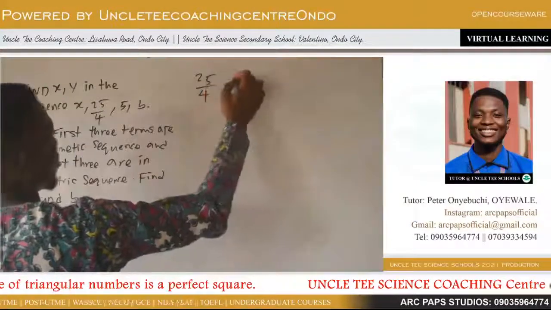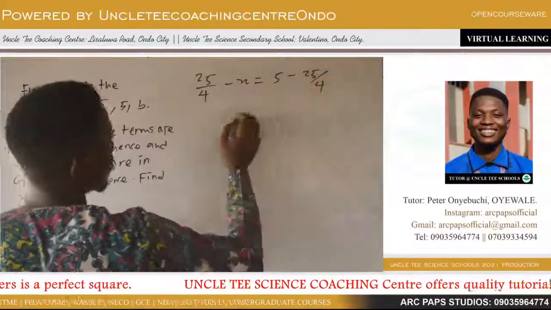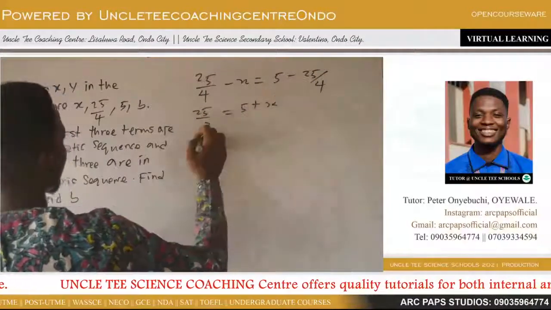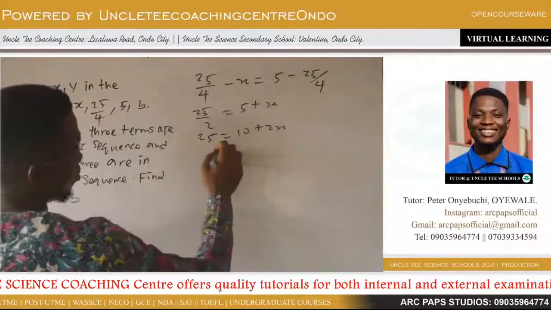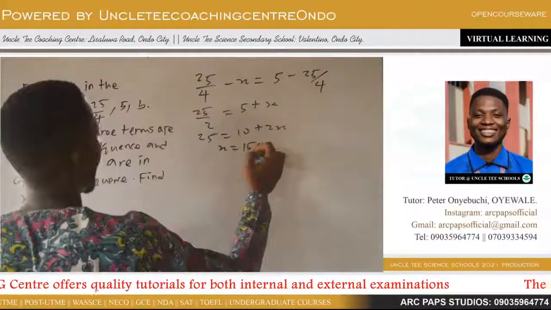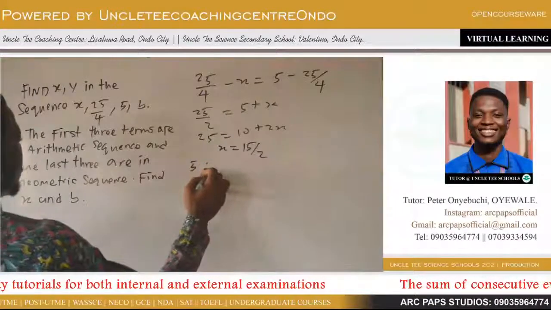Now this question is still similar to the last question we did, so I'll just solve straight. So 25 over 4 minus x is equal to 5 minus 25 over 4. So 25 over 4 plus 25 over 4, that's 25 over 2, is equal to 5 plus x. Multiply by 2: 25 is equal to 10 plus 2x. So x will give us 25 minus 10, which is 15, divided by 2. Our x is 15 over 2.